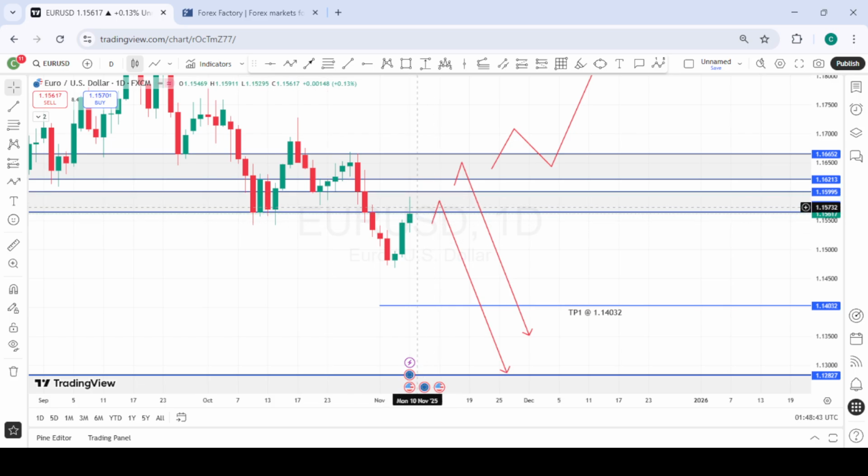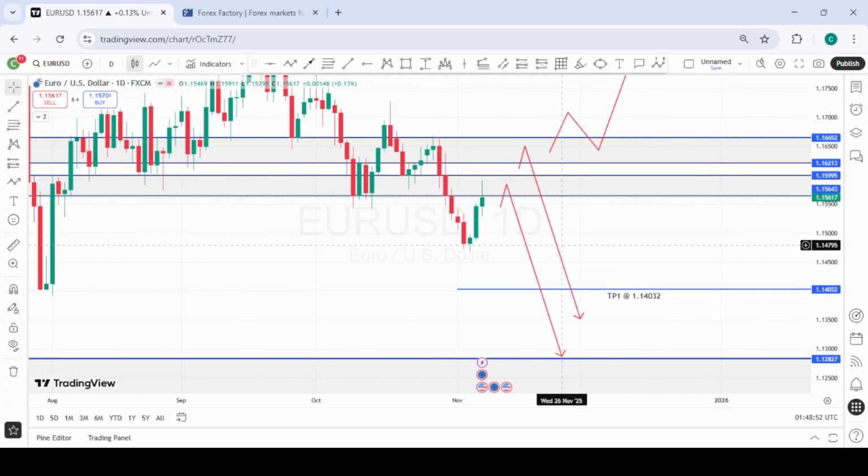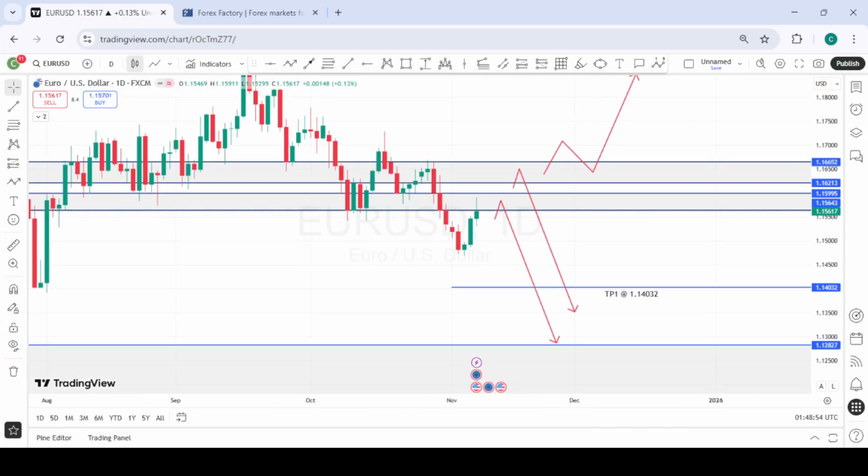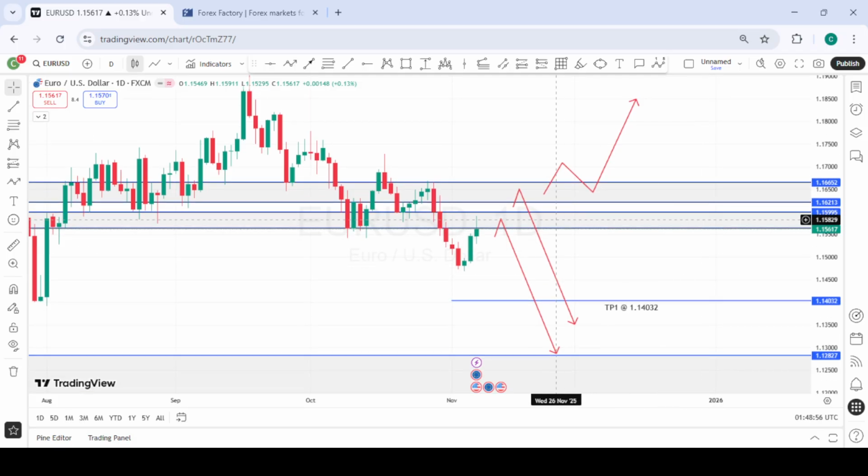Should this zone be violated and price gets to the second zone, we'll still be interested in looking for selling opportunities in the second zone and taking it to the downside. So we are still very bearish on EURUSD. This can only shift bullish if price clears the daily structural highs here and takes us to the upside. So we'll be looking out for reversal patterns within this zone, or selling confirmations, then we take ourselves to the downside for EURUSD.